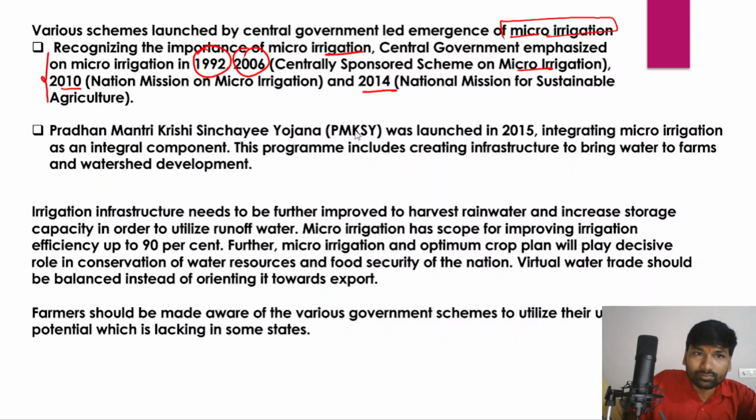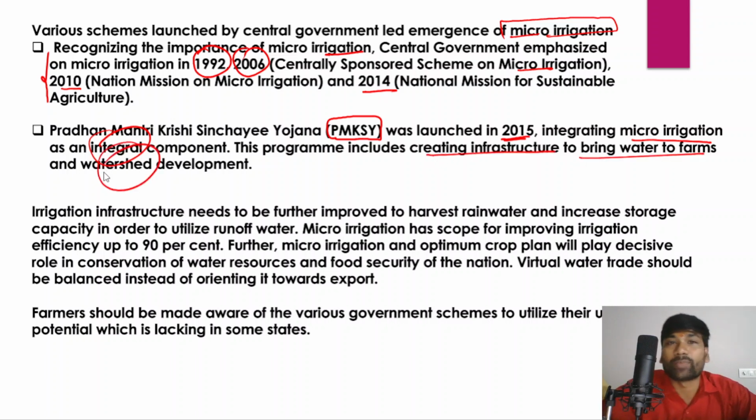And even Pradhan Mantri Krishi Sinchai Yojana was also launched in the year 2016, right? So government has launched this Pradhan Mantri Krishi Sinchai Yojana in the year 2015, integrating micro irrigation as an integral component. And in fact, this program includes creating infrastructure to bring water to farms and watershed management as well.